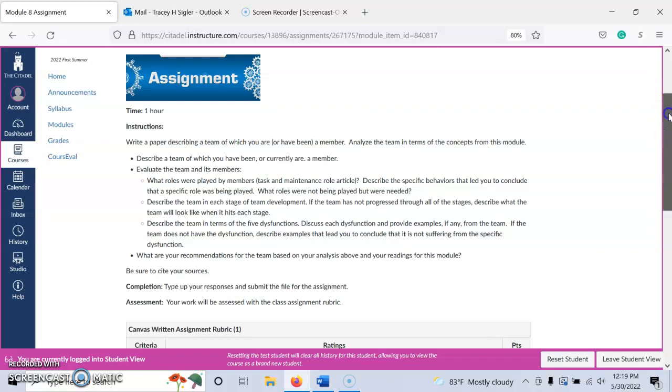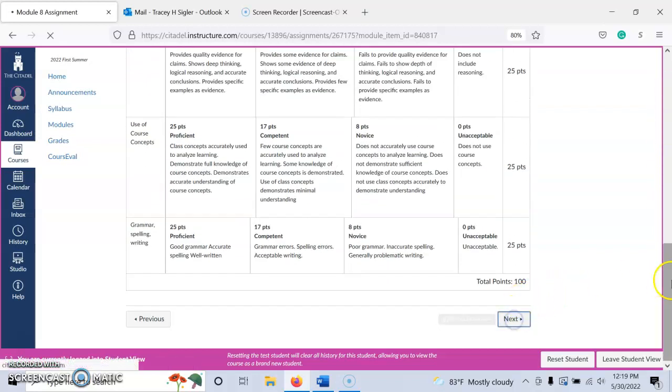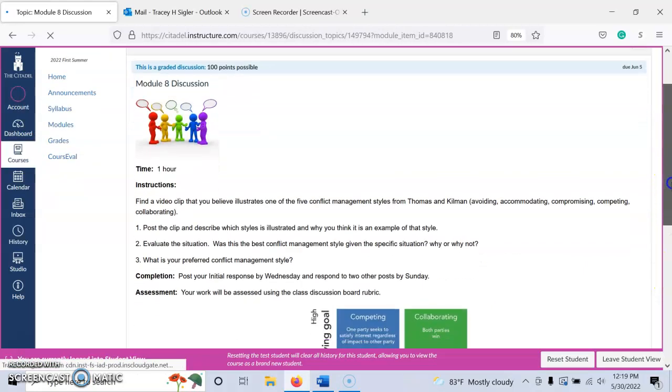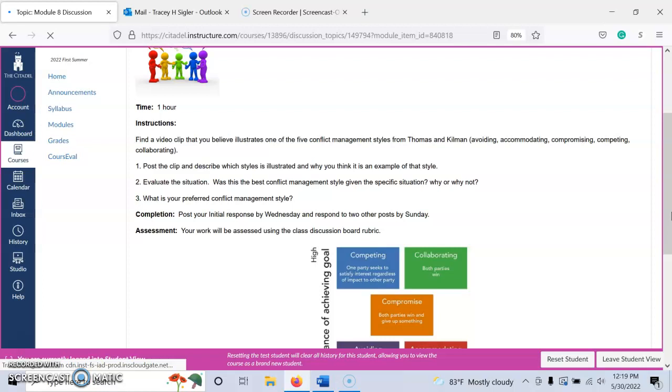Some of you may describe really effective teams, and some of you, maybe your team did not work so well together. In the discussion board, I'm going to ask you to look for examples of the 5 conflict management styles from Thomas and Kilmann. A couple of important things about conflict management. 1, conflict is not all bad. So we want to get in the practice of managing conflict in the most effective manner given the situation. There's no one best style for all situations, but different styles can be appropriate in different situations.